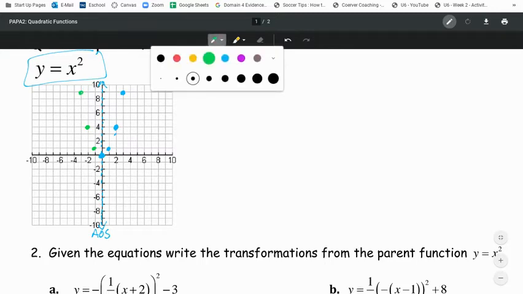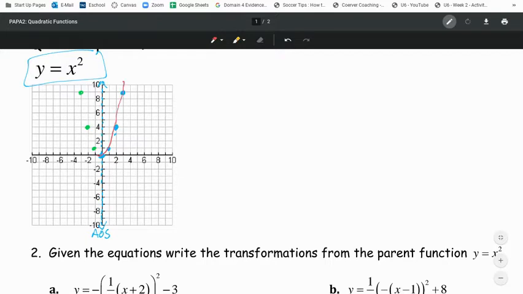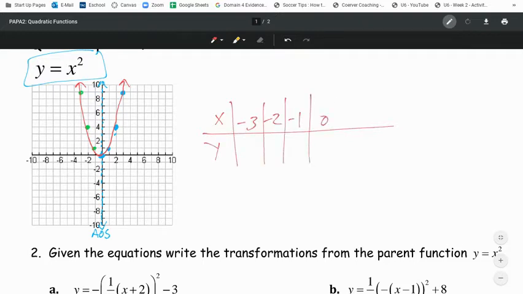And then all I do is I connect those dots. So this is what my graph looks like. So that is the graph to the parent function. Again, if you need that table, we had x values of this.